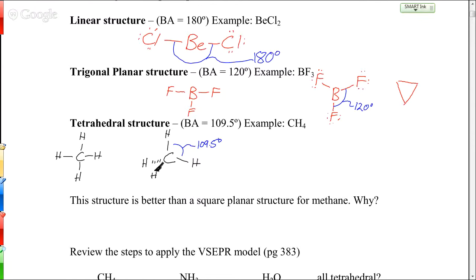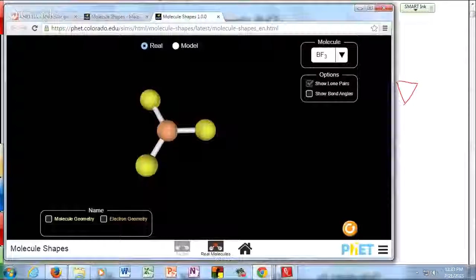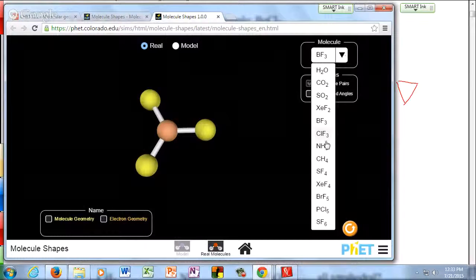Now, you'll always see in books that it's reported as 109.5. And it's true that the bond angle in methane is 109.5. But any other molecule that takes this shape is not going to be exactly 109.5. It's going to be a little bit different based on sizes and other factors. So I don't know why they report it so specifically when it's really only true for this molecule. I think of tetrahedral as just around 110.